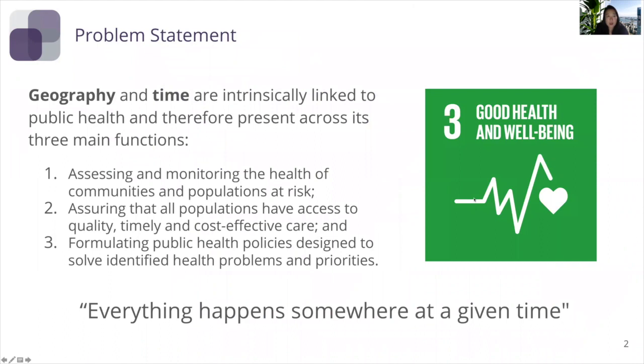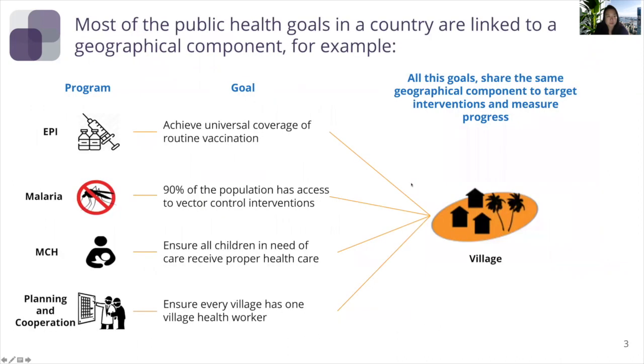As we know, SDG 3 ensures healthy lives and promotes well-being of all. Two key variables in order to achieve this goal are geography and time. These are two variables intrinsically linked to public health. They allow for one to assess and monitor the health of communities and populations at risk. They're important to assure that all populations have access to quality, timely, and cost-effective care. And ultimately, they're important for formulating public health policies. After all, everything happens somewhere at a given time.